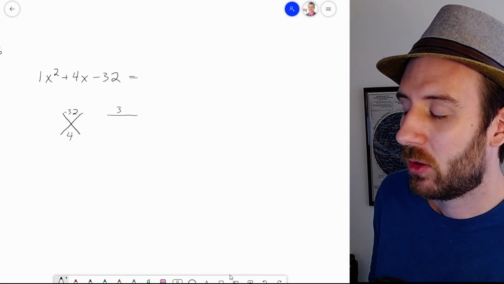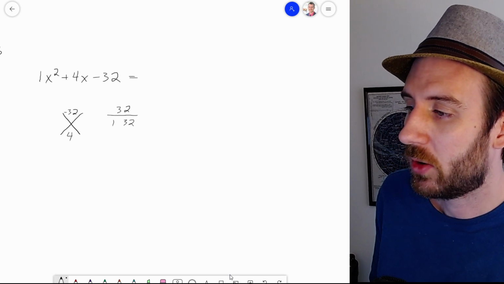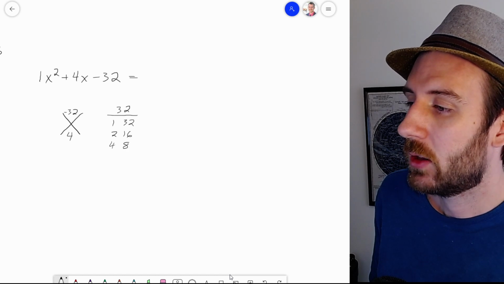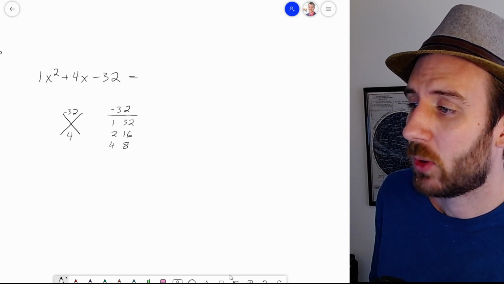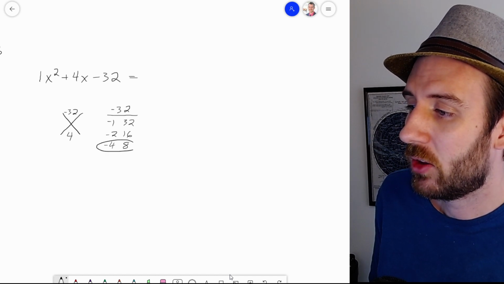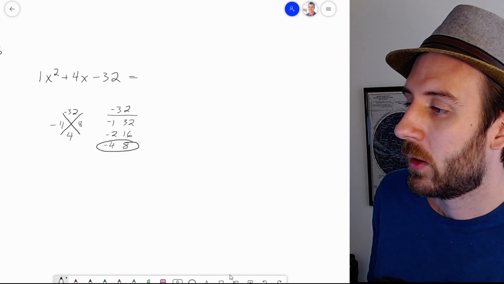I like to just think about the positives for right now, things that multiply up to 32. 1 times 32, 2 times 16, 4 times 8, and then remember that it's a negative, so I can choose where to place the negative sign, and I'm going to choose to place it in this combination and make my pattern be negative 4 and 8.